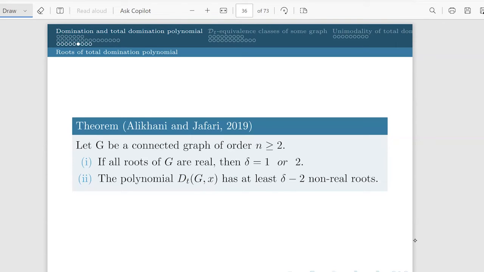We also have this theorem that if G is a connected graph and all roots of this polynomial are real, then the minimum degree is 1 or 2. So we have this corollary that if delta is greater than or equal to 3, then we have some complex roots. And the second one says that the total domination polynomial has at least delta - 2 non-real roots.